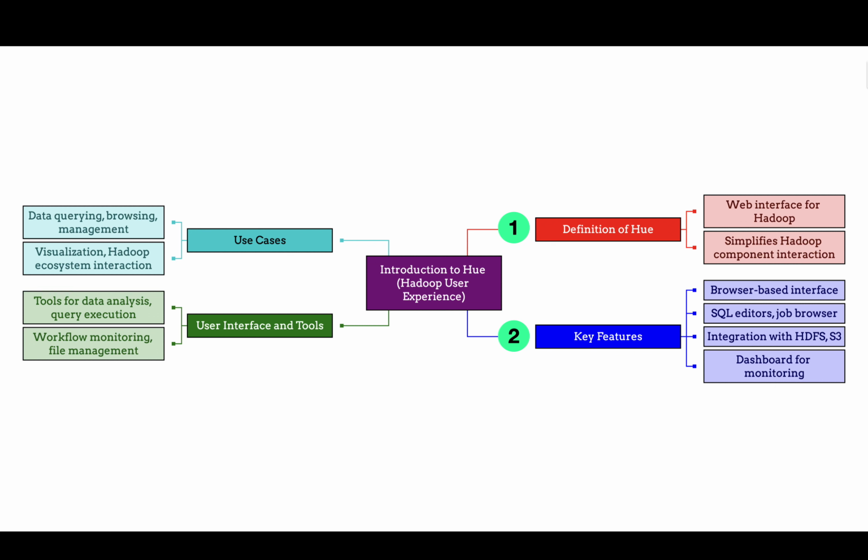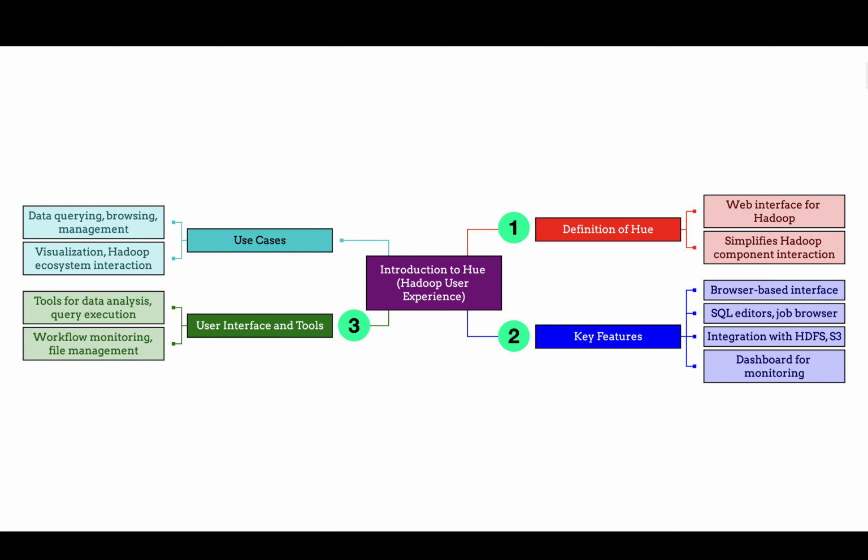2. Key features. Key features of HUE include a browser-based interface for interacting with Hadoop services, SQL editors for Hive, Impala, and other databases, job browser for MapReduce, integration with various file browsers for HDFS and S3, and dashboard for job monitoring.